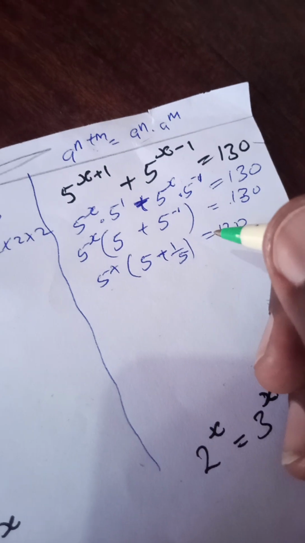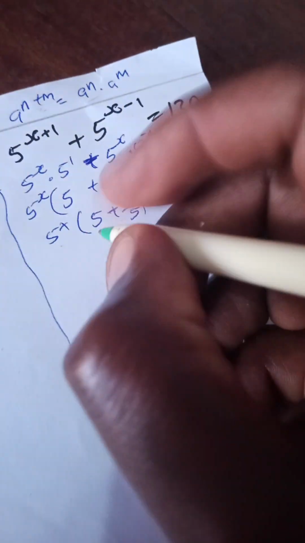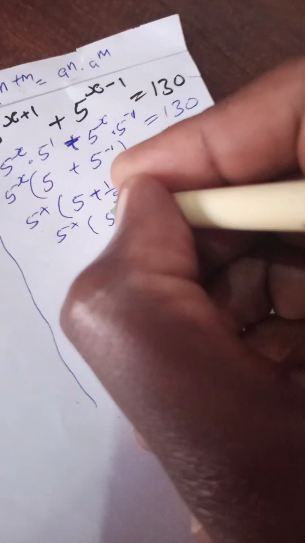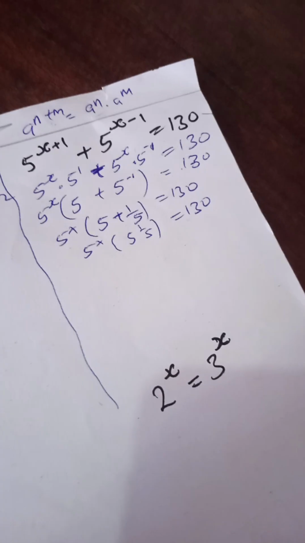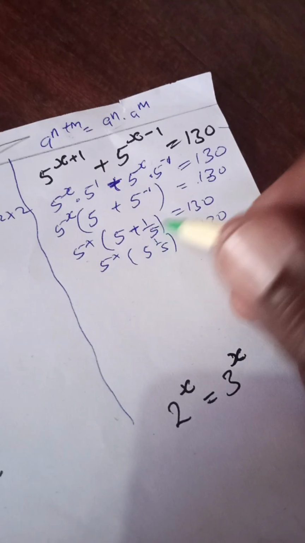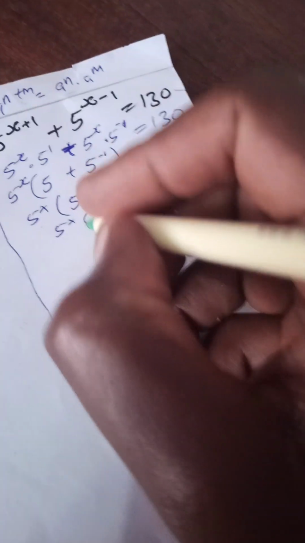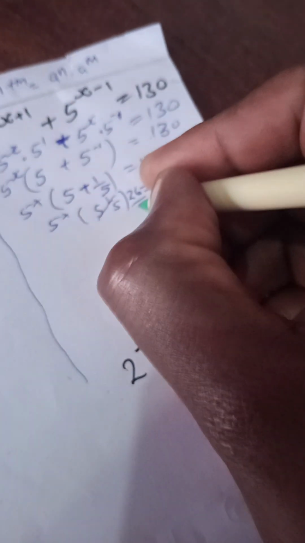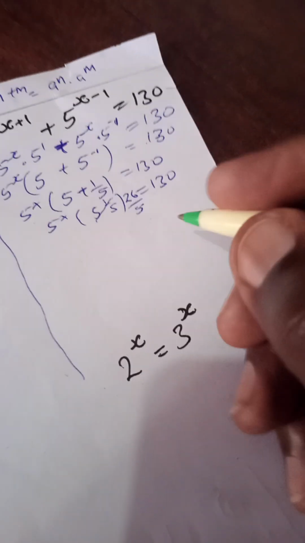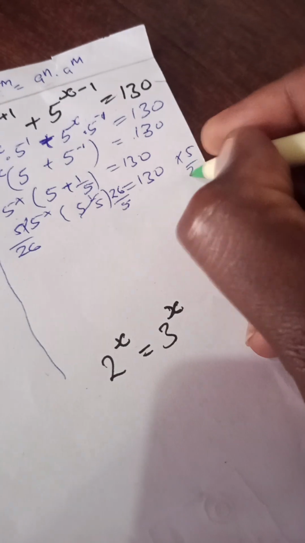Then you solve this one. Get 5 raised to x into bracket 5 and 1 over 5. So this 1 over 5, make it an improper fraction. So you get 25 plus 1, 26 over 5. So this one can be written as 26 over 5. You multiply both sides by its reciprocal. So you multiply by 5 over 26.